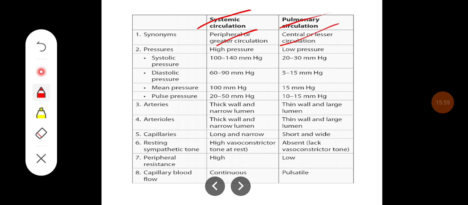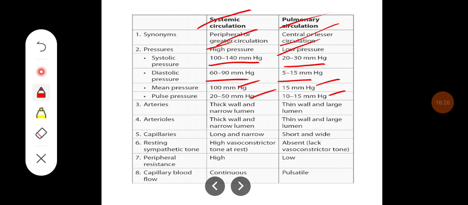The pressure is high in systemic circulation, whereas pulmonary circulation is called a low pressure system. The systolic pressure ranges between 100 to 140 here and 20 to 30 in pulmonary circulation. Diastolic pressure is between 60 to 90 here and 5 to 15 there. The mean pressure is 100 and 15 mmHg respectively. Pulse pressure is 40 and 10 to 15 mmHg respectively.